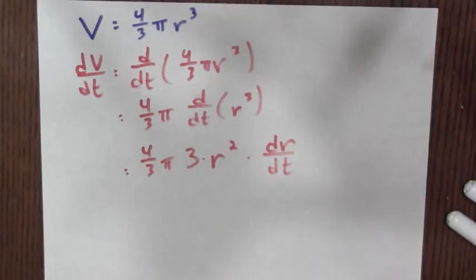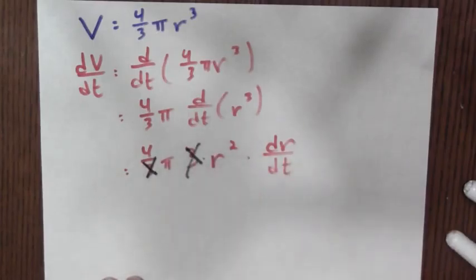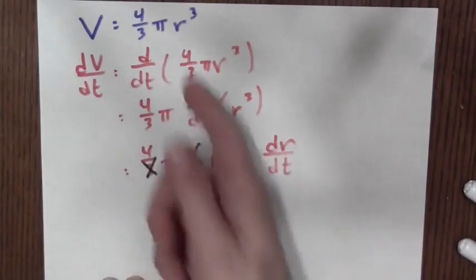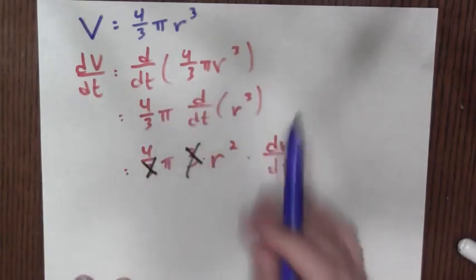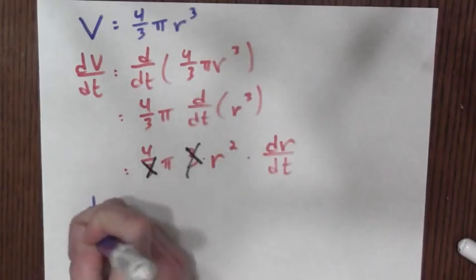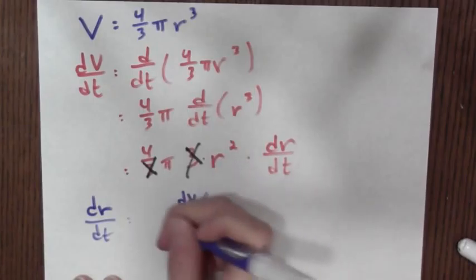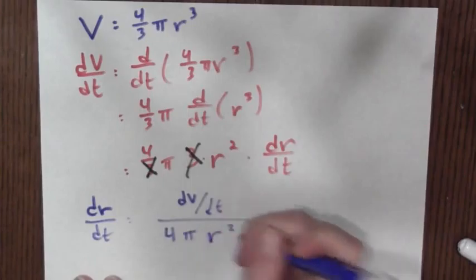Let's solve for dr/dt, the rate of change in the balloon's radius. First thing I can do is I've got a dividing by 3 and a multiplying by 3, so I don't need to do both those operations. So this is 4 pi r squared times dr/dt. The other side is just dV/dt, so I'll divide both sides by 4 pi r squared, and I'll find out that dr/dt is dV/dt divided by 4 pi r squared.